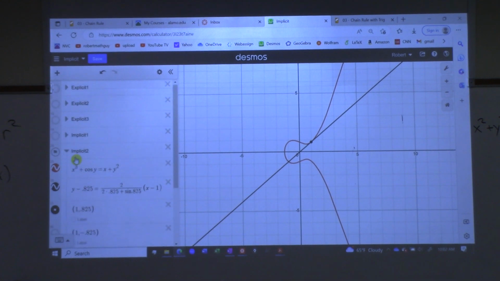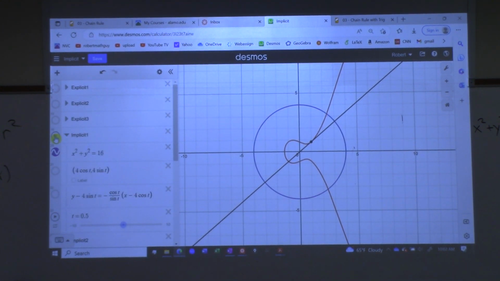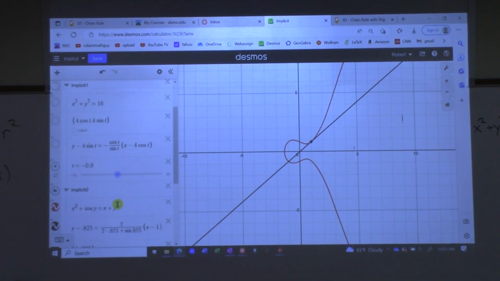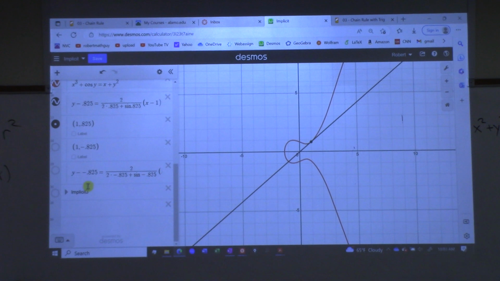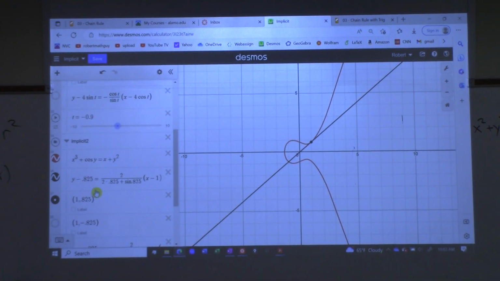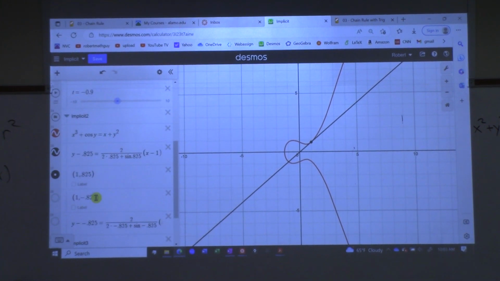Hold on, where's my slider? There it is. No? Do y'all see my slider anywhere? I guess I didn't make a slider.